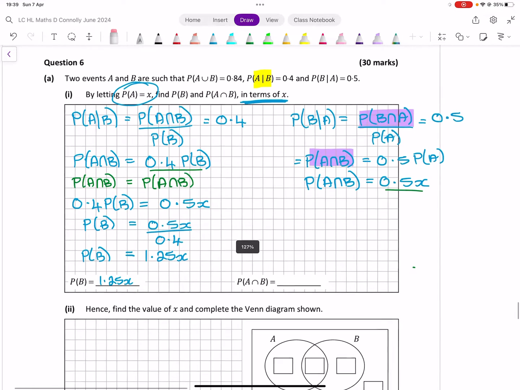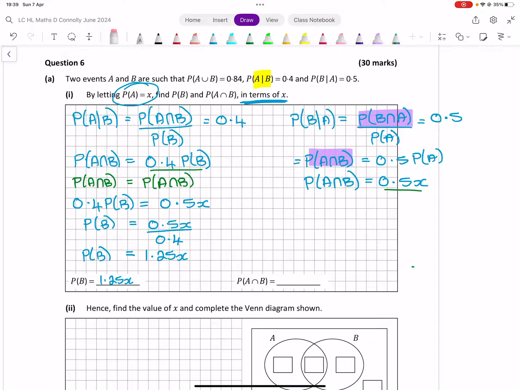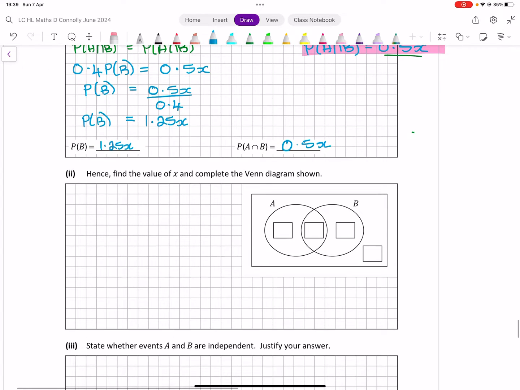Right. So we were trying to find the probability of B, which we found to be 1.25x, and then we also wanted the probability of A intersection B, which I already got up here. So it's 0.5x. Let me see. And they are right. Okay. Hence find the value of x and complete the Venn diagram.